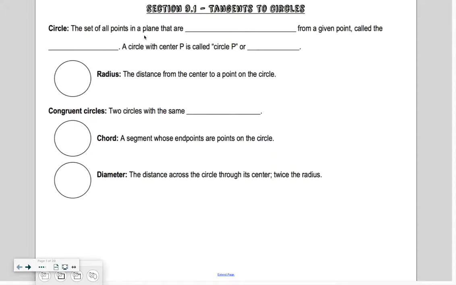So the circle is the set of all points in a plane that are equidistant. What do you guys think equidistant means? Equal distance, right? From a given point called the center. A circle with center P is called circle P, and the symbol for circle is a circle with a center in it. So we'd write it as circle P like that, and we read that symbol as circle P.